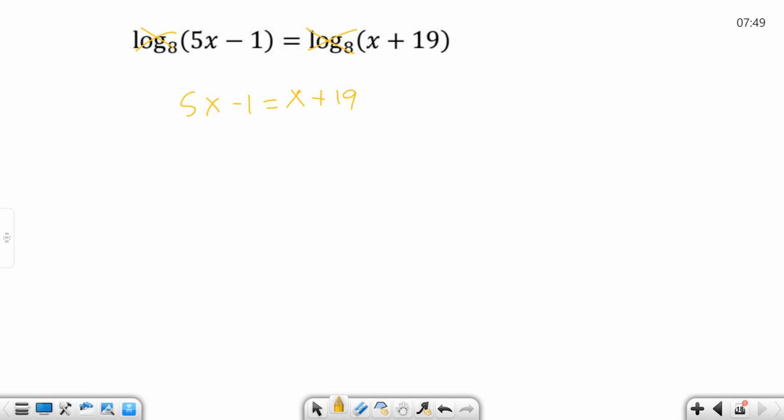So here this is just a basic, just subtract x from both sides, and I'm also going to add 1 to both sides. Do 2 steps at once. 4x equals 20, and then divide both sides by 4, and x equals what? 5. Now before I circle that answer, I need to make sure 5 times 5 is 25. Is 25 minus 1 positive? Yep. And then 5 plus 19, is that positive? Yep, it is. So that works out. So we just want to check and make sure it's positive there. So then this is my final answer.